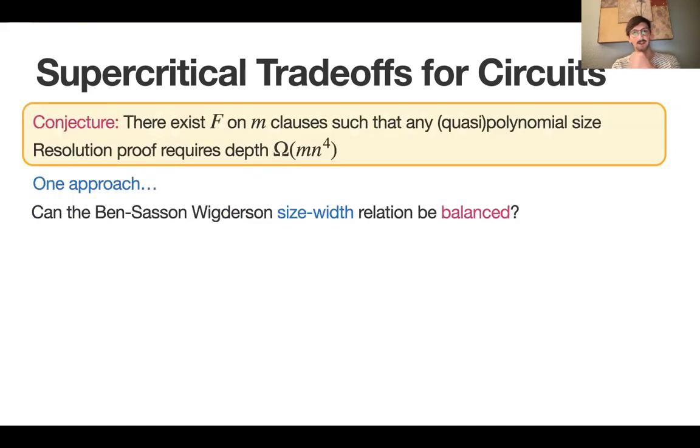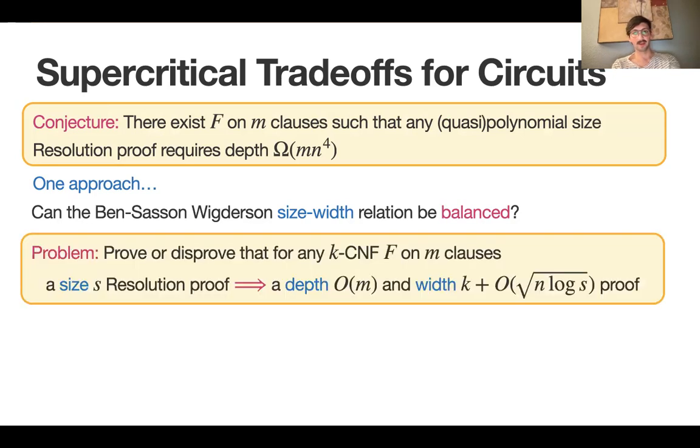We also state the following approach for resolving this conjecture, which is to study whether the Ben-Sasson–Wigderson size-width relation can be balanced. In particular, we'd like to prove or disprove the following: that for any k-CNF formula on m clauses, if there's a size S resolution proof, then this implies that there's a proof of depth at most linear in the number of clauses, and it satisfies the size-width relation. So the width is approximately square root of n log S.